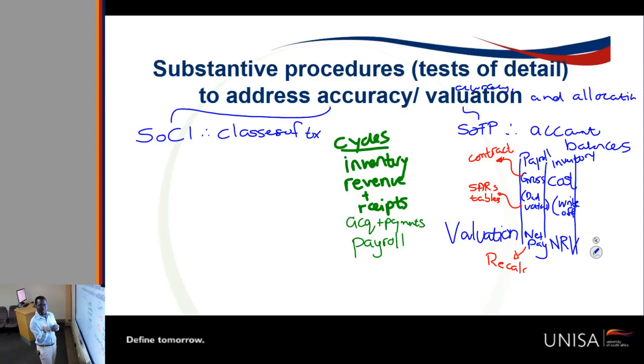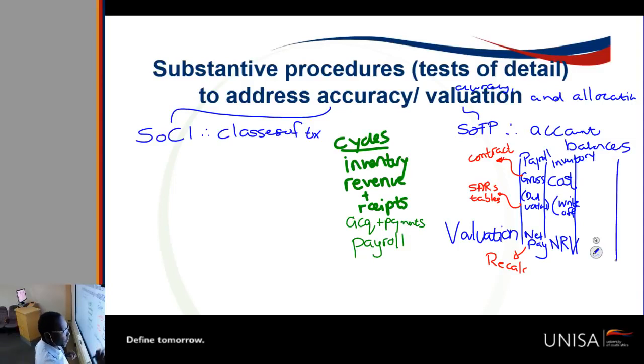So by comparing these two cycles, you see that there are a few similarities already. The gross amount for payroll and the cost for inventory are both agreed to supporting documentation. The deductions for payroll and the write-off for inventory both involve recalculations. The net pay for payroll and the net realizable value both involve a recalculation.